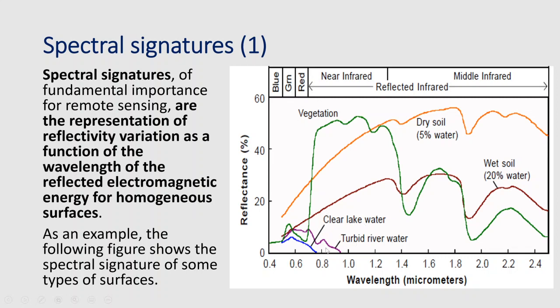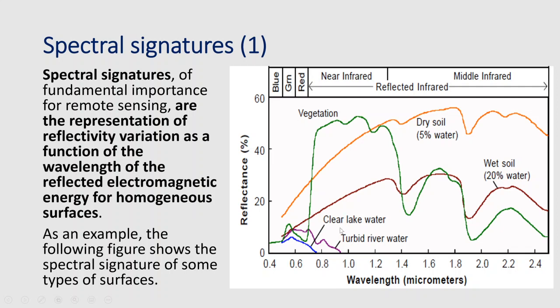For example, here we have turbid river water or clear lake water, and you see that in this case these spectral signatures are very low. That means they have a very low reflectance value. Being opaque surfaces as acquired from satellite, they have a transmission coefficient equal to 0. If they are not reflecting, of course they are absorbing. So you see that water in general is a very good absorber of energy.